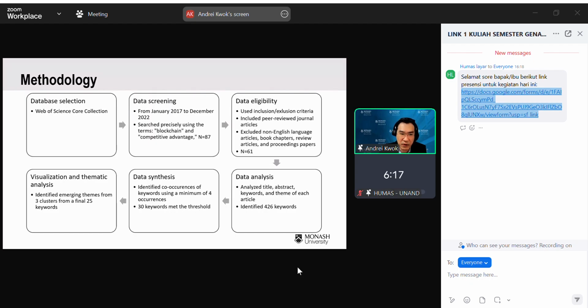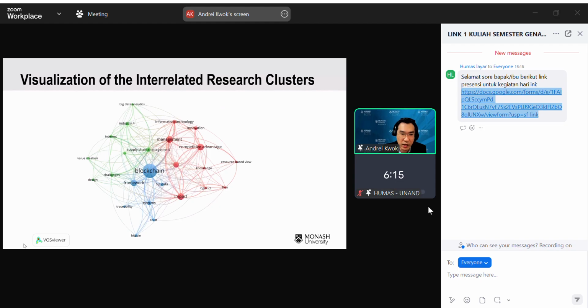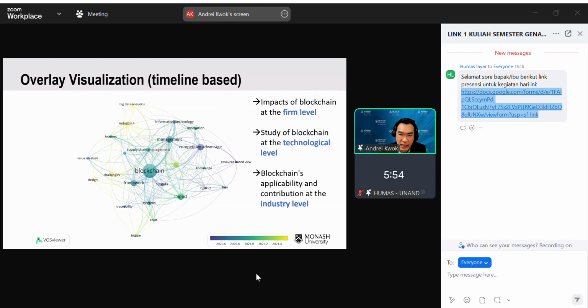So you can see from here, we use the software called VOSviewer, so we can generate 3 interrelated research clusters or themes here. So we are now going to understand what are these 3 themes based on the types of keywords that cluster around each of the themes. We also want to study the timeline of the change in terms of the studies.